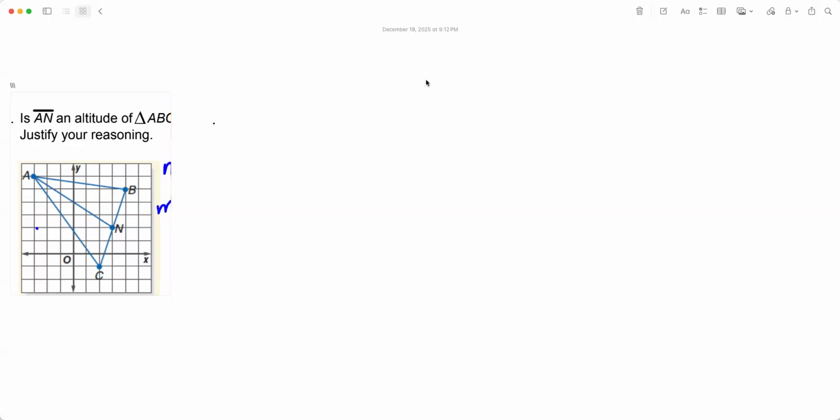Okay. So the concept can be said in a sentence, but you have to apply it when these problems come. So that is the harder part of special segments of triangles. How about this? Is JM the altitude now?